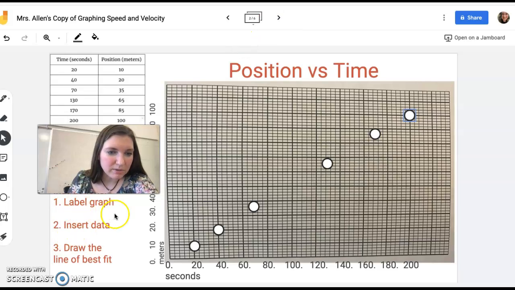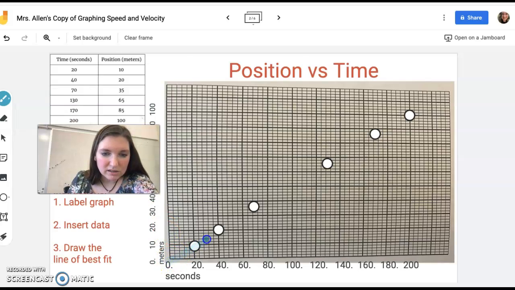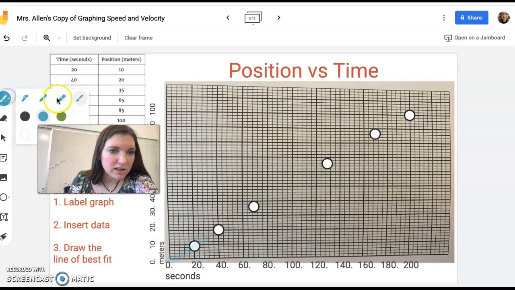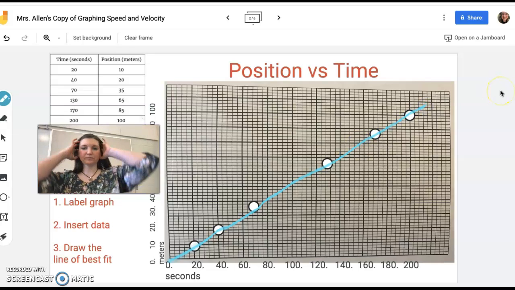Oh, so I labeled the graph, meters and seconds, got my numbers, title was already there. I inserted the data, and I'm going to draw the line of best fit. So here it comes. I'm going to do blue. I'm going to make it thick. Actually, let's try this one. Okay. Oh, I don't like that one. I want it to be darker. So this line goes up pretty straight up that way.